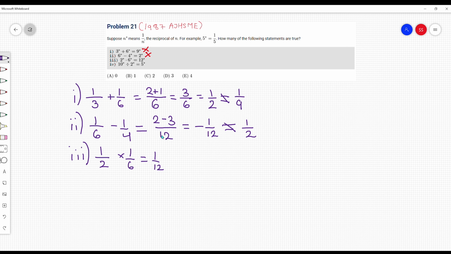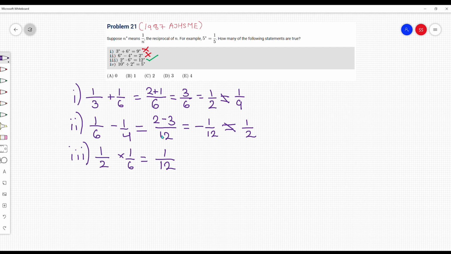Again, we need to forget about this side of the equation for now till we figure out if it's correct or not. In order to multiply two fractions together, we need to multiply the numerators and the denominators. So 1 into 1 is 1 divided by 2 times 6 is 12. So the answer is 1 by 12 and they gave the answer as 1 by 12 here. So that is correct. We know that the third statement is correct.